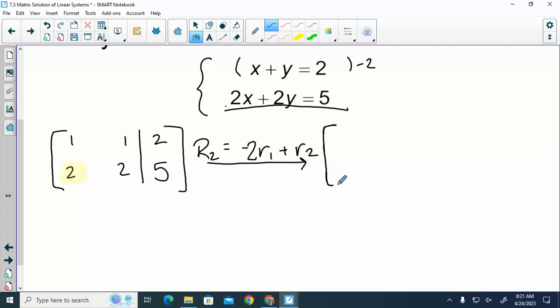All right. So first row stays the same. So second row: -2 times 1 plus 2.